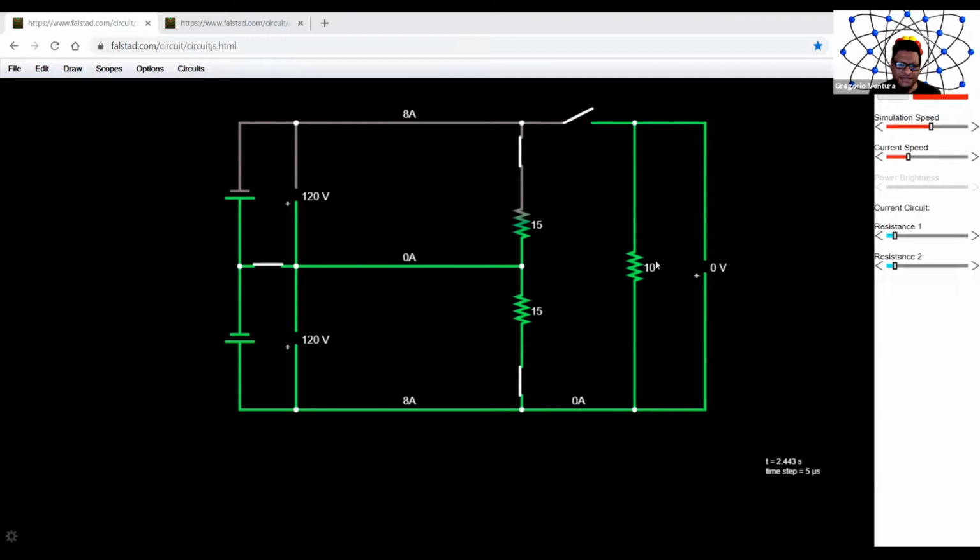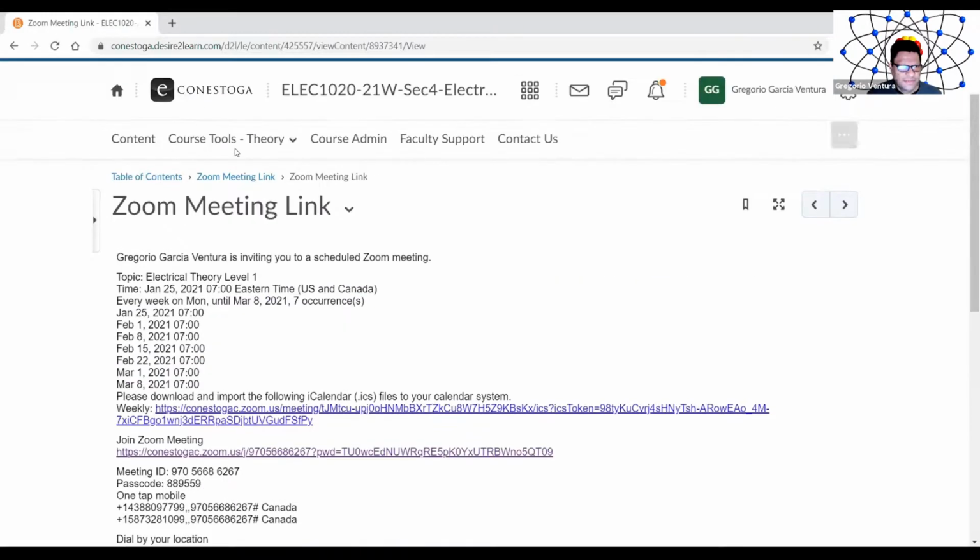On the second portion of this morning, I'm going to give you a circuit which is on Conestoga. On this circuit, I'm going to show you right now. Okay, I'm sharing my screen here.